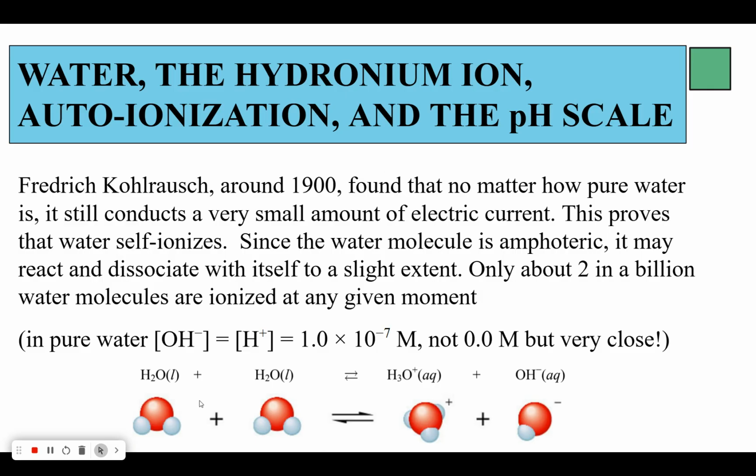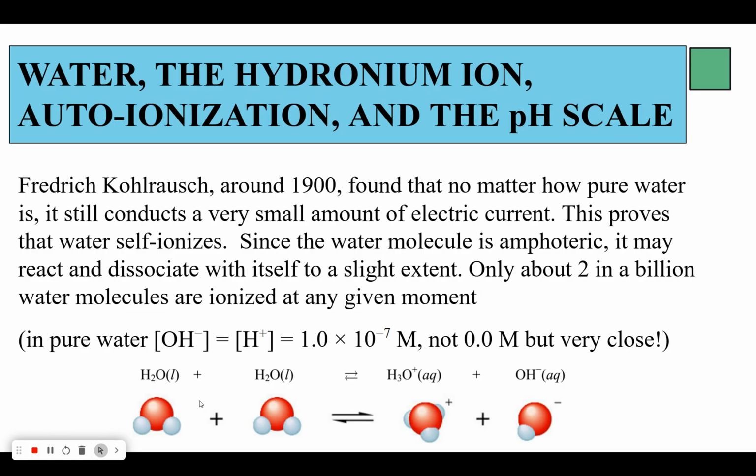Friedrich Kohlrausch around 1900 found that no matter how pure water was, it still conducted a very small amount of electric current, which means that H2O on its own must somehow have ions in order to conduct electricity, proving that water must self-ionize, react with itself to form some ions. And you see that reaction below.